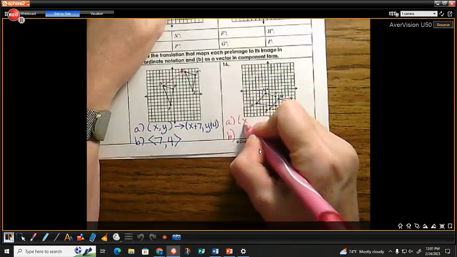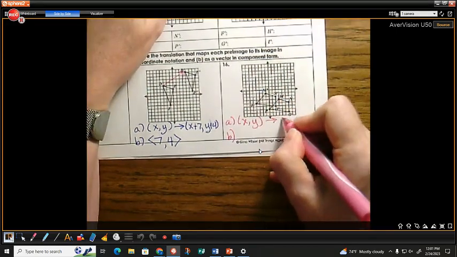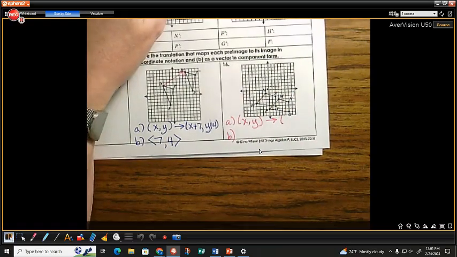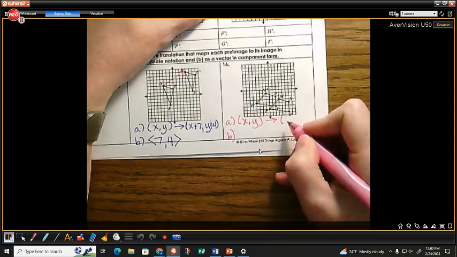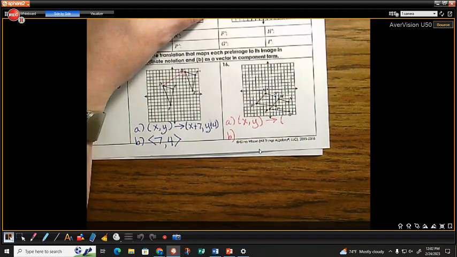Last one, and then I'm going to turn you loose. I know you can do it. I believe in you. Go right 4, down 2. Okay, so XY is going to move to what? I need somebody else.